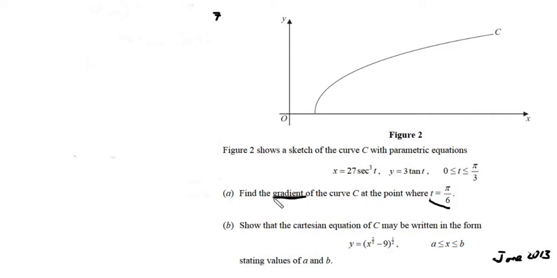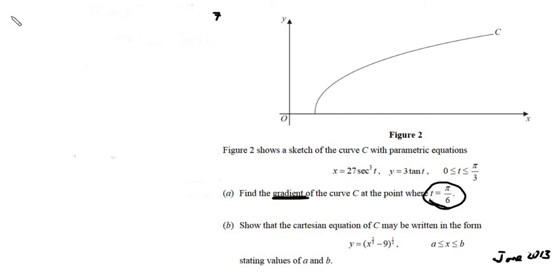So what I do is, this is a big clue here, take the gradient. So we're going to have to find the derivative of this and then plug in t equals pi over 6 into that derivative to find the gradient at that point. So the first thing we should do is differentiate both of these equations with respect to t.